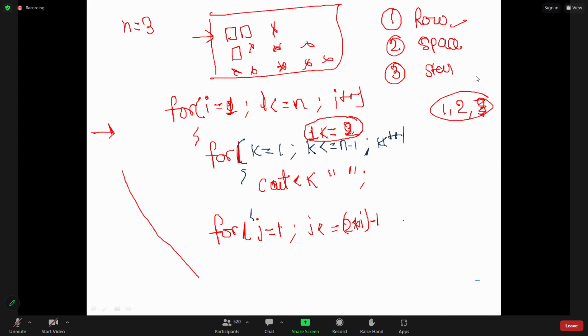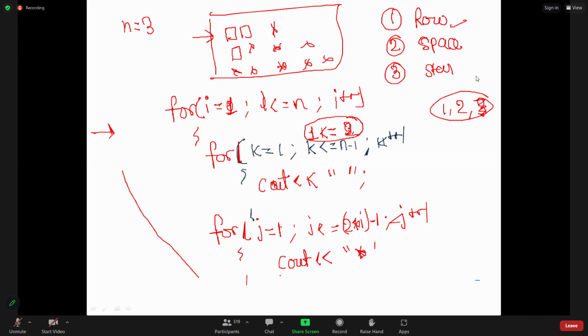So what is this loop's task? That you have to decide. I already know my J loop's task is nothing but to print the star. So inside I will do Cout and star. Done. So here it will print the star.